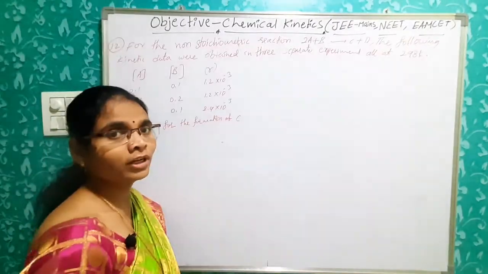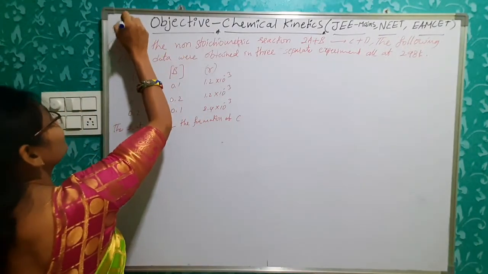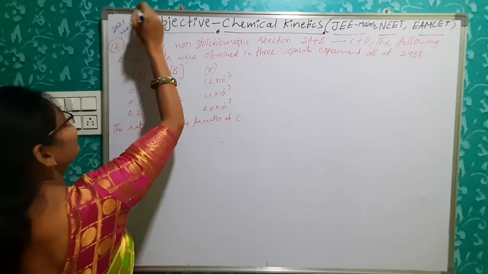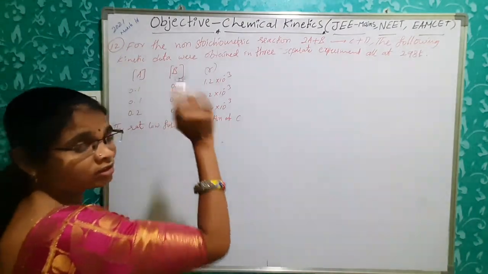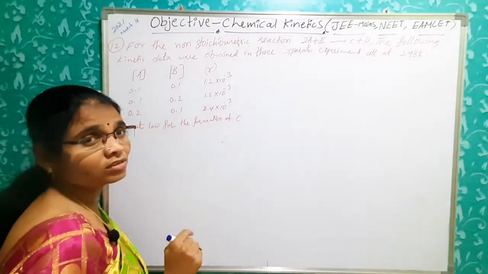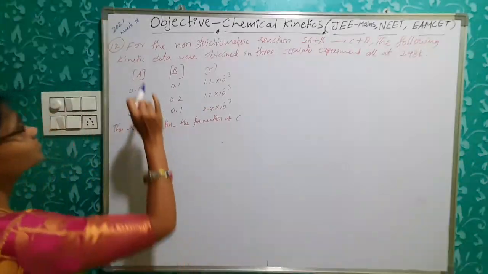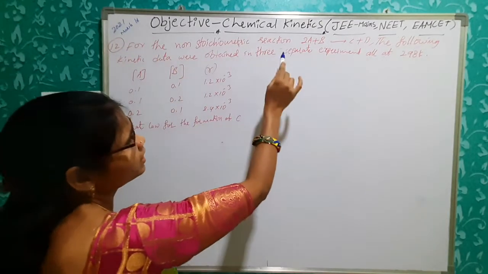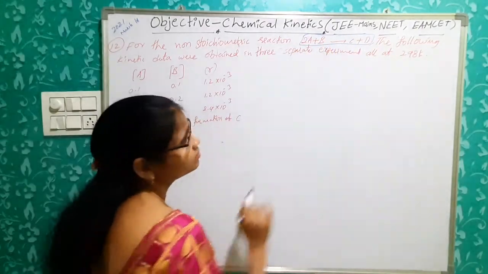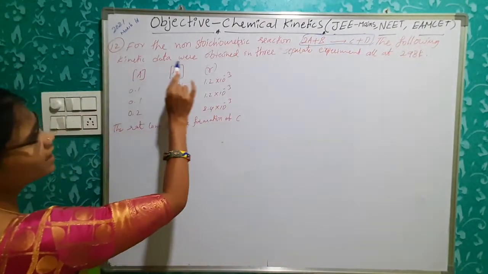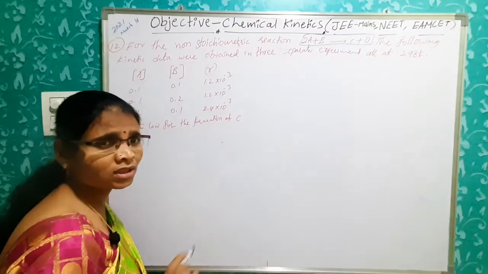Clear? 12th problem. So this is a previous bit, 2021 March 16th, JEE Mains. These 11th question and 12th question are previous questions, 2021 March JEE Mains. So they are present in JEE Mains paper. See here, for the non-stoichiometric reaction, 2A plus B gives rise to C plus D, the following kinetic data were obtained in 3 separate experiments, all at 298 kelvins only.